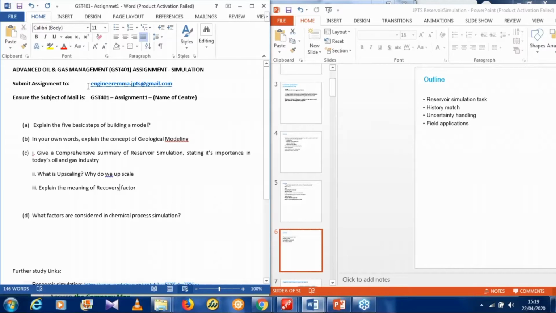Your assignment is to be submitted to engineer.ima.jpts@gmail.com, and you ensure that the subject of that mail, so it can be sorted out, is written as GST 401 assignment 1, then the name of your center. If you're in Ikorodu Center or Kafanchan or Abuja, whether it's Abuja 1, Abuja 2, Kaduna, Kano, whatever name your center is, please put it in bracket and submit.